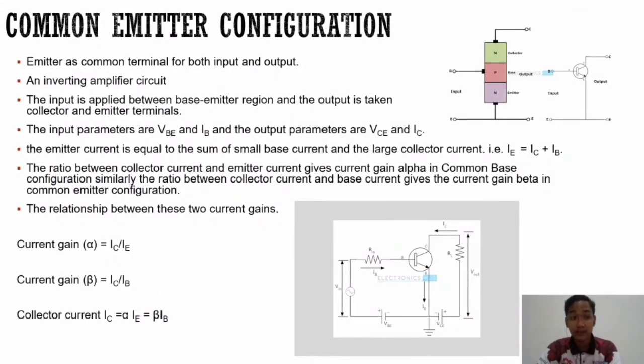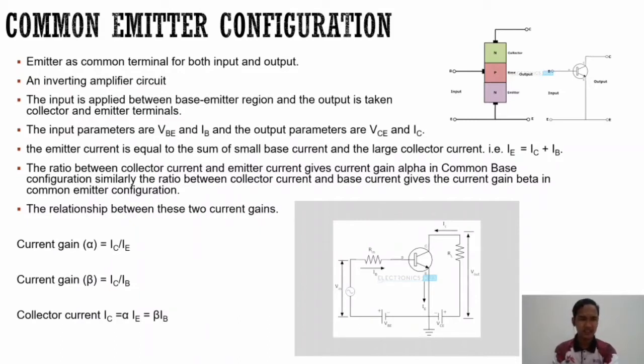Okay, for the last common configuration, that is common emitter, the emitter is the common terminal for both input and output, and it is an inverting amplifier circuit. The input is applied between the base and emitter region and the output is taken from the collector and emitter terminals. The input parameters are VBE and IB, and the output parameters are VCE and IC.